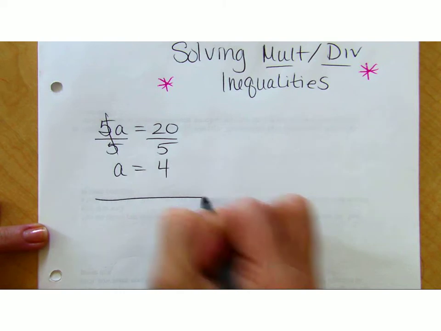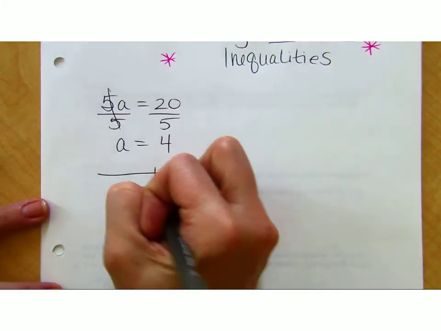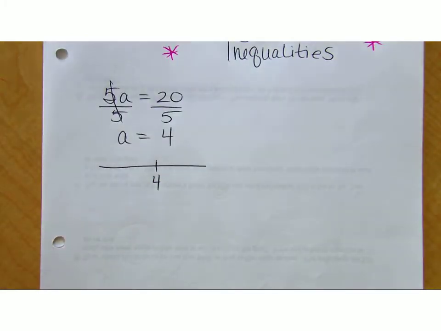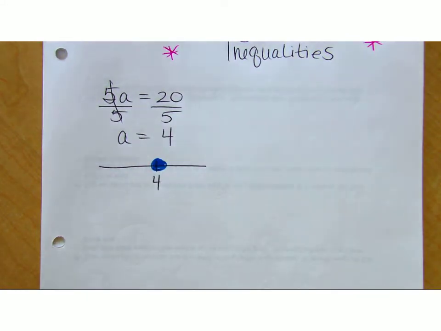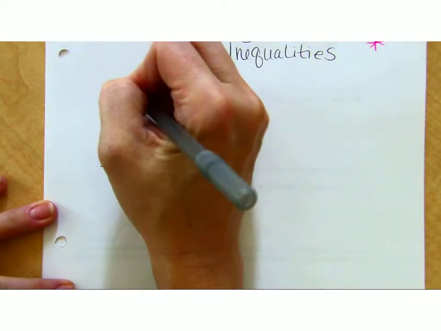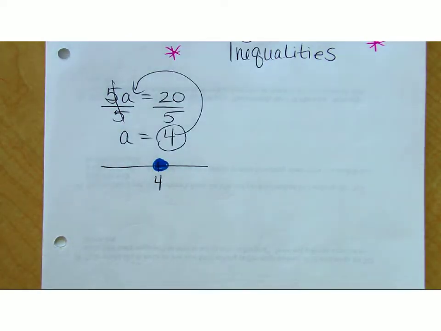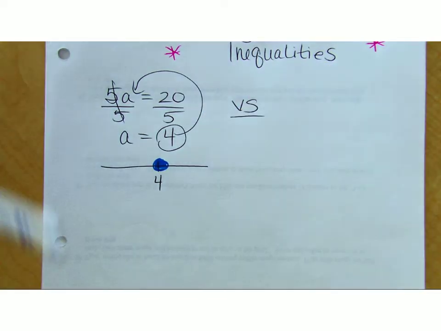Now, with equations, they don't ask you to graph your solution because your graph sure wouldn't look like much, would it? If it was an equation, you would put a circle, color it in, and you'd be done. Because what are all the numbers that A can equal? 4. It's the only number that when I plug it back in and multiply it by 5, I get 20. It's the only number, okay? But we're not talking about equations.